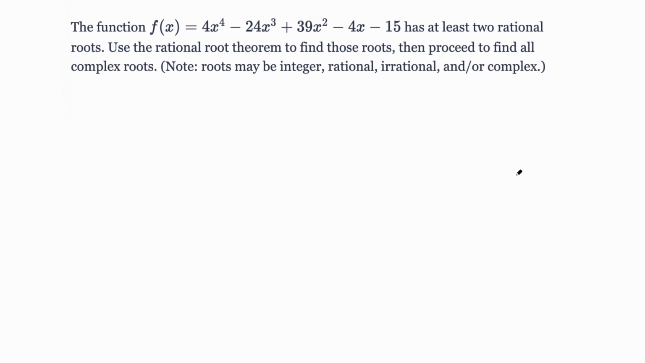Next, they tell us that it has at least 2 rational zeros. That means it could be like -1, -3, 5, 7, or it could be a fraction, which means it could be 1/2, it could be 3/4. So we're going to have to check it by synthetic division. So I know this is a 4.